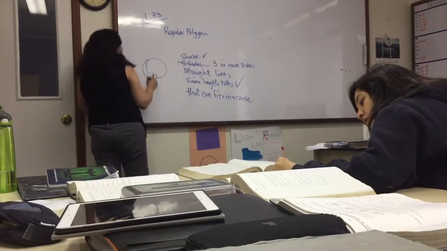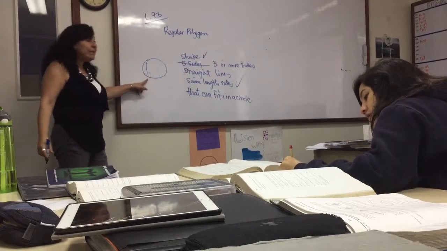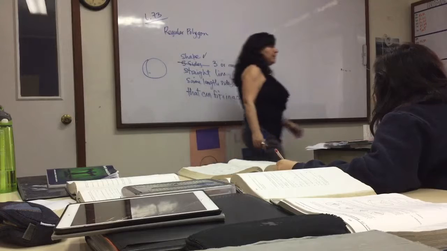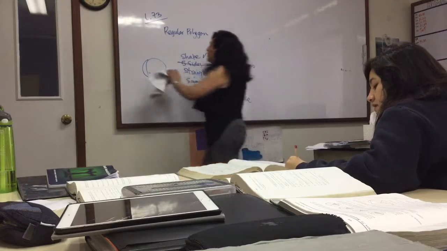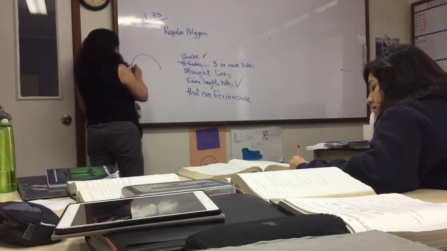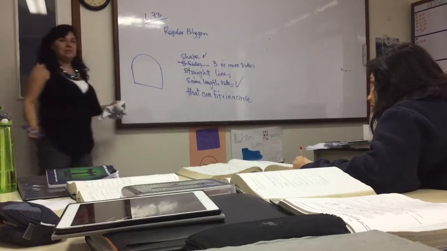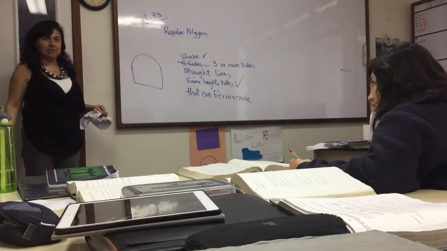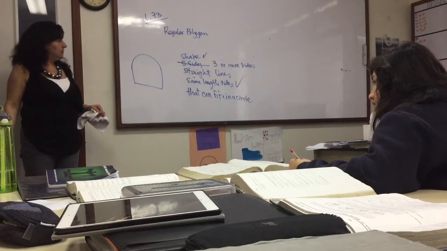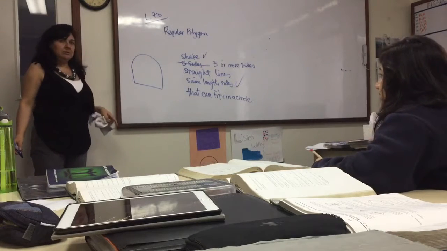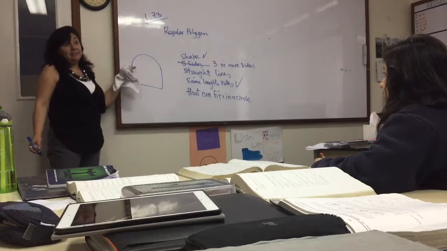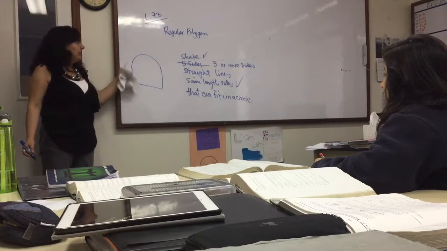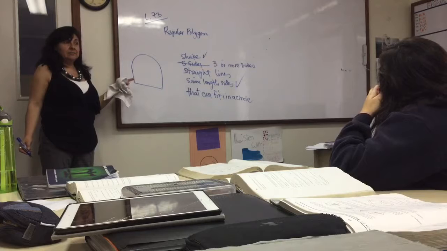Question. Is this a polygon? No. Why not? Because it has no straight line. Okay. So how about this one? This one's got straight lines. Yes. Is that a polygon? No. Why not? Because it technically has just two sides. Can we consider this curvy thing a side? That's two sides.